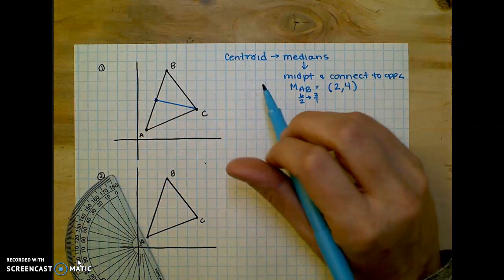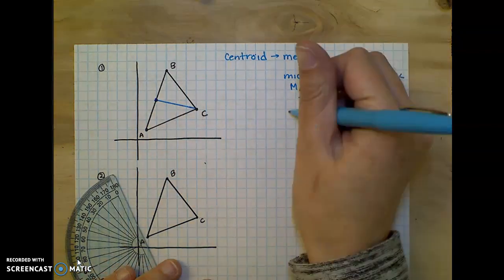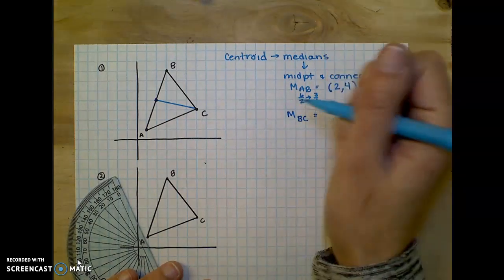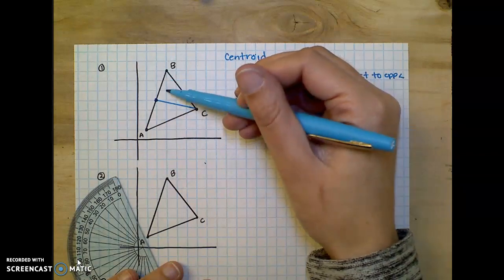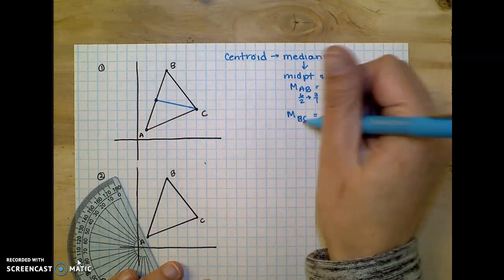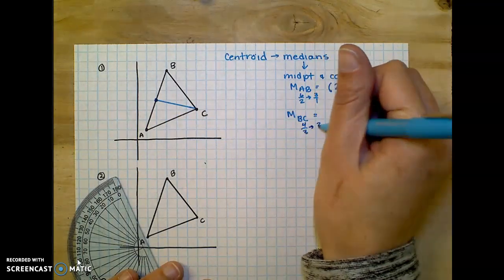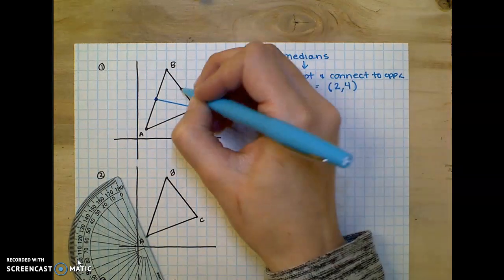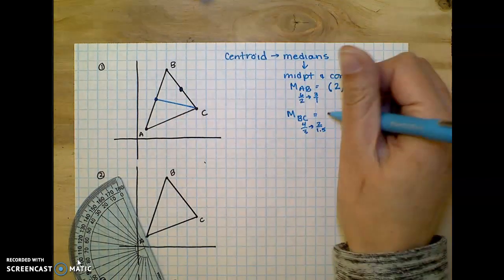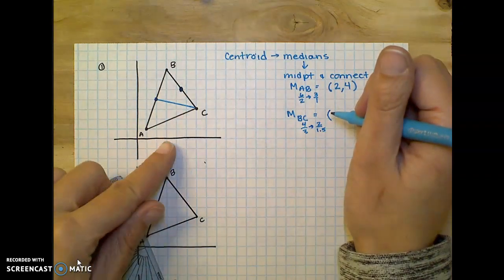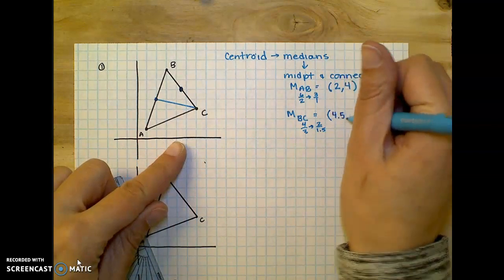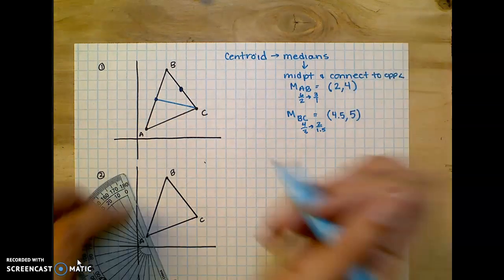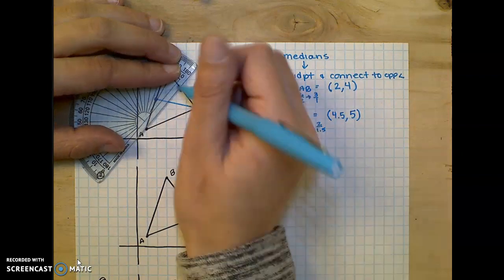Now technically to find the centroid, I just need 2 medians. So now I could find the midpoint of BC, for instance. And so if I count from B to C, I have to go down 4 over 3, and I would do half that. So 2, and then over 1.5. So 1, 2 over 1.5, which puts me at that spot right there, which is definitely in between. So (4.5, 5). I connect that to the angle opposite, which is A.